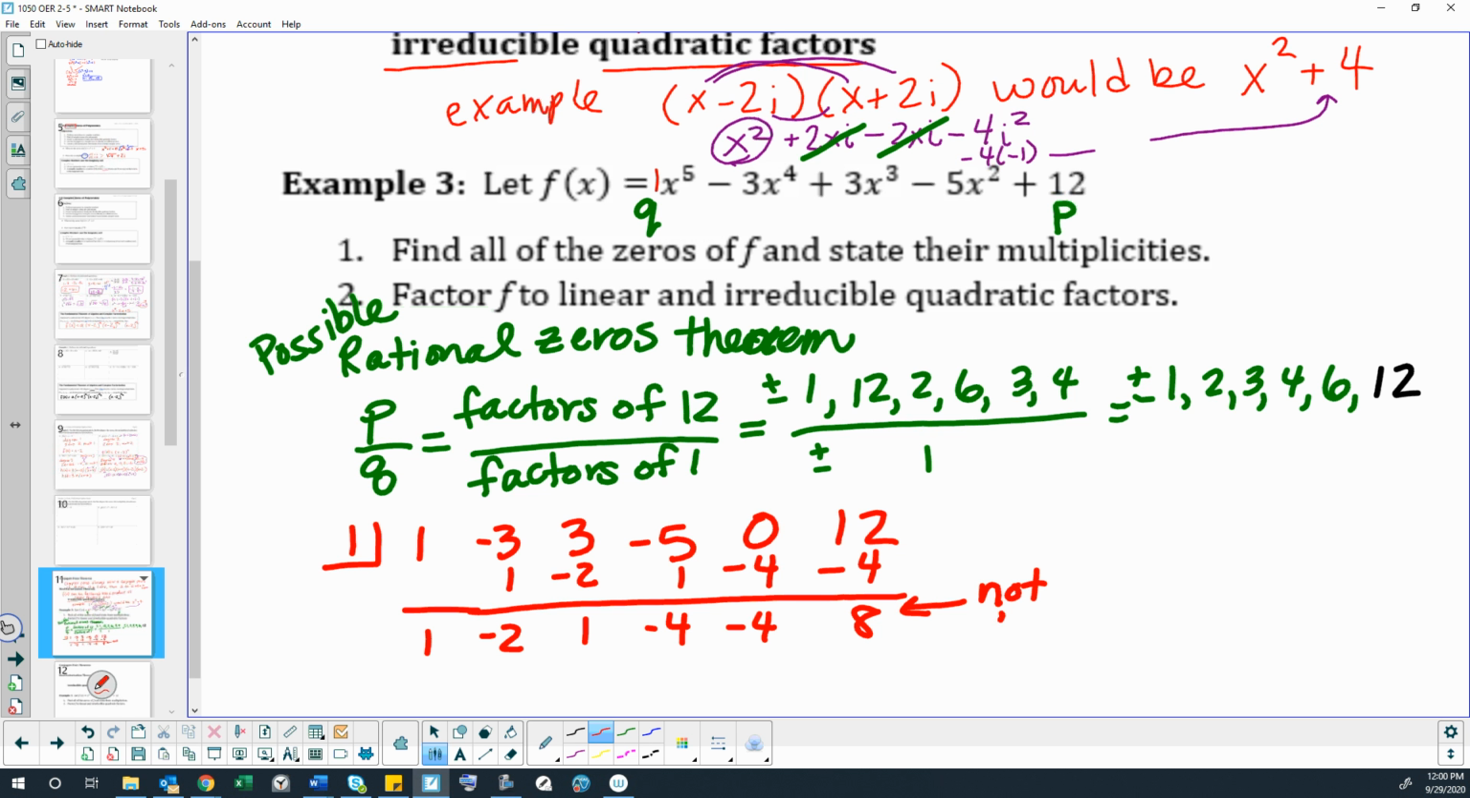Not a factor, because there's a remainder. So is 1 a 0? No, it's not a 0. We tried 1 of our 12. So 11 to go, possibly, unless we find them all.